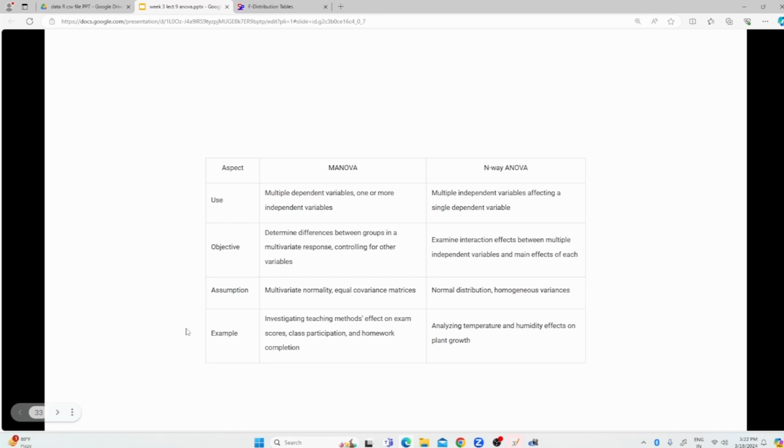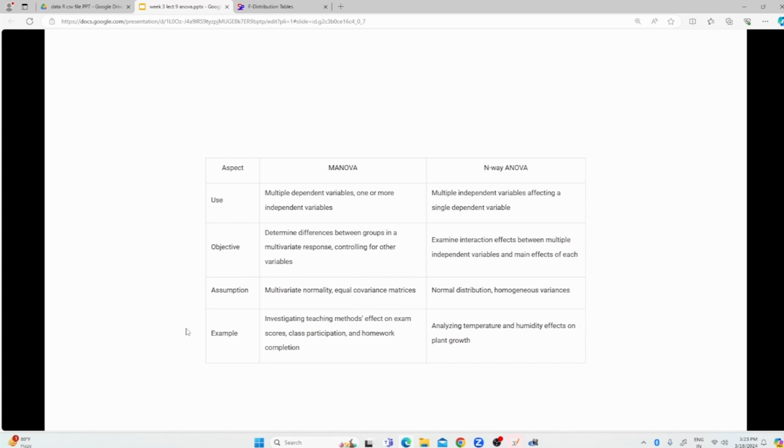Now, I need to tell you one thing: in ANOVA, one of the variables' scale is discontinuous or ordinal or nominal. Okay. Then we have n-way ANOVA. N-way ANOVA is when the number of independent factors is more than 2. And MANOVA is when there are multiple dependent variables.